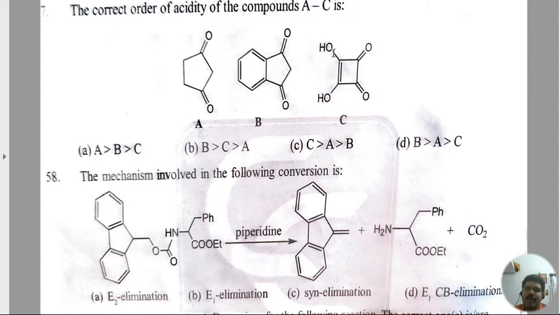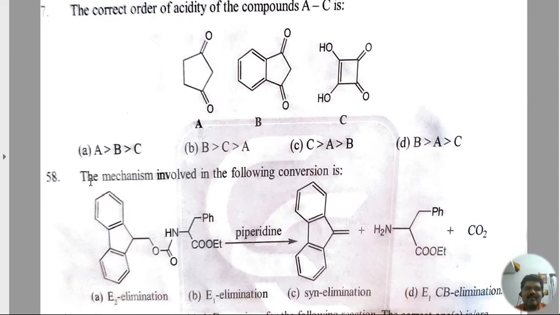this OH become O minus, it can be conjugated to both this double bond and this carbonyl group as well. So both type of conjugation is here. Here it is only carbonyl, but here it has got double bond conjugation with the double bond as well as carbonyl group. So you can say C is the most acidic compound, then comes A, then comes B. So option C is the right answer.